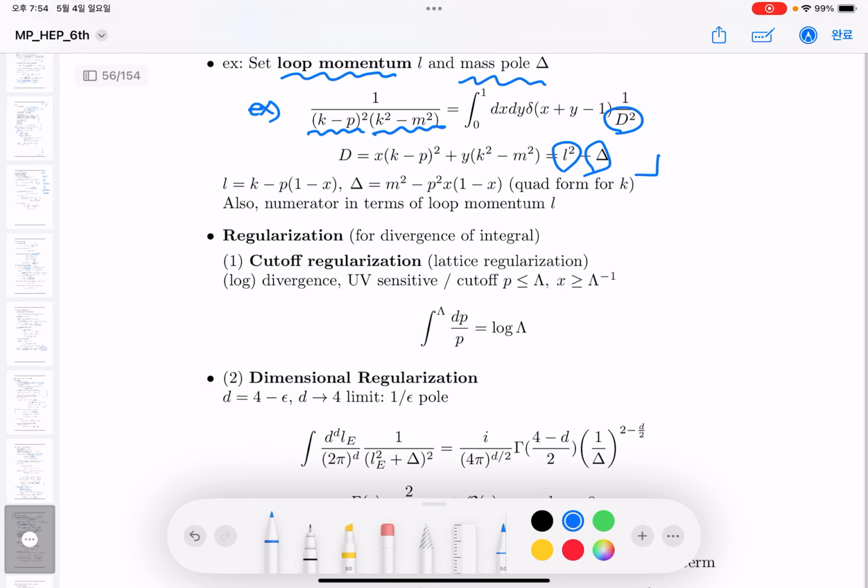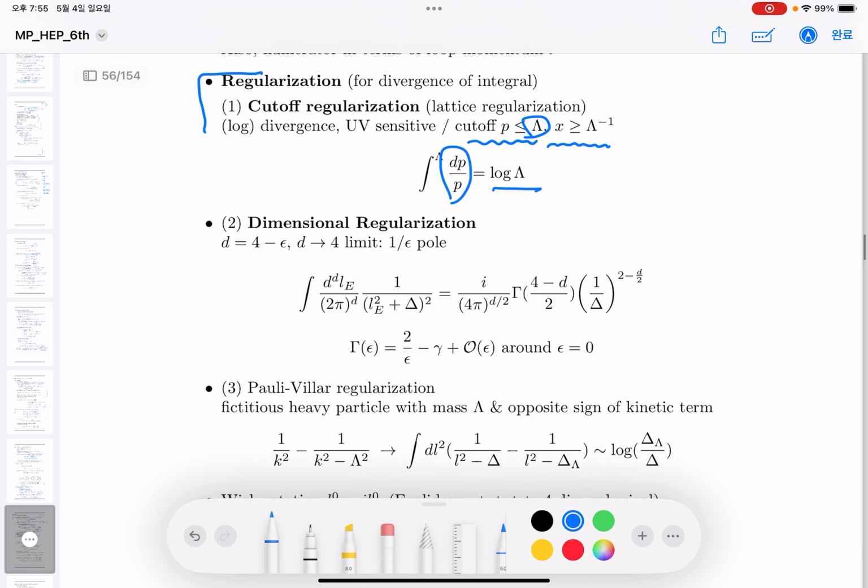And there are several regularization techniques to manage the divergence of an integral. The first one is the cutoff regularization. We can impose a cutoff capital Lambda on the momentum. This means that there will be a minimum lattice spacing of Lambda inverse. If we integrate dp over p up to the cutoff Lambda, then it gives the log divergence, which is the UV sensitivity.